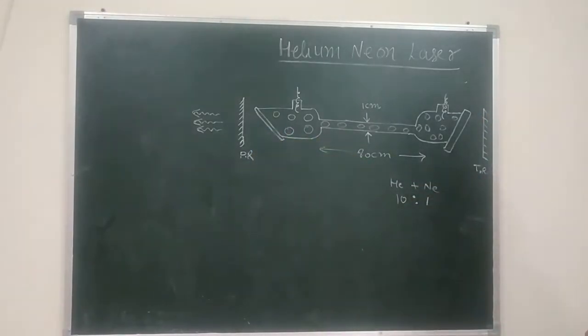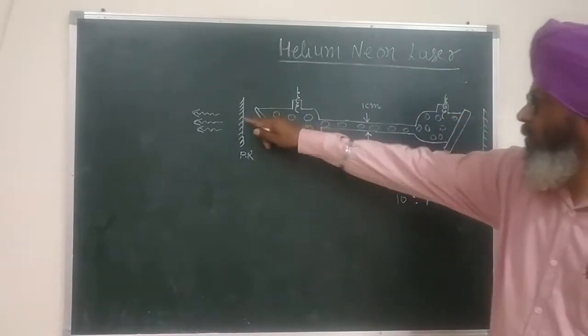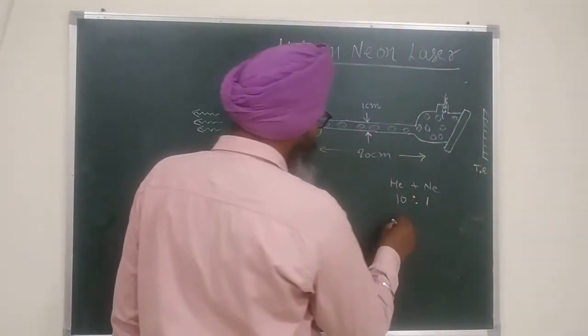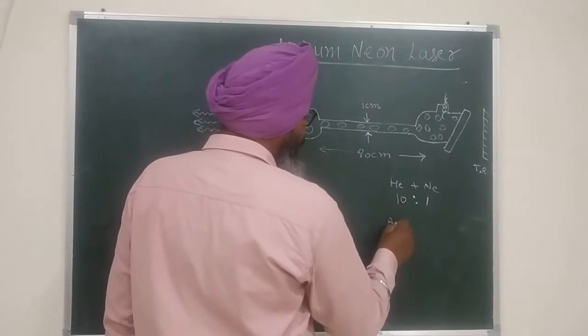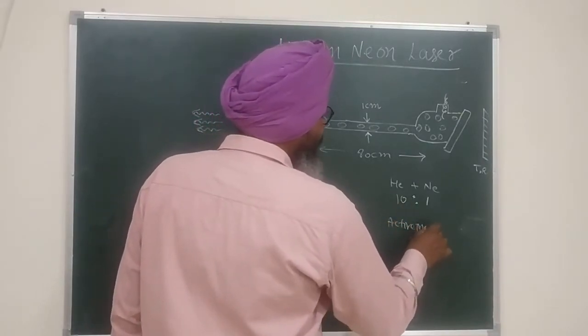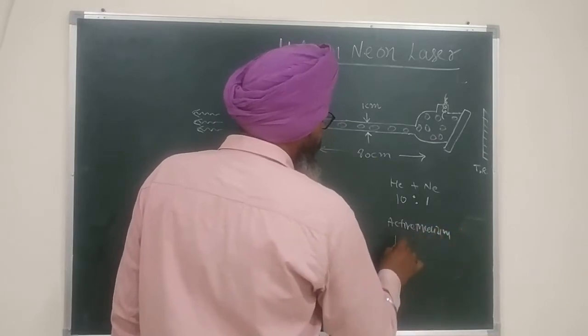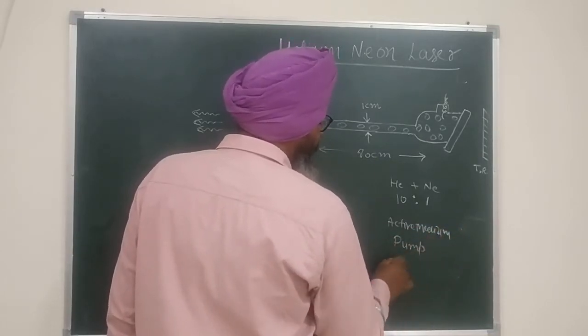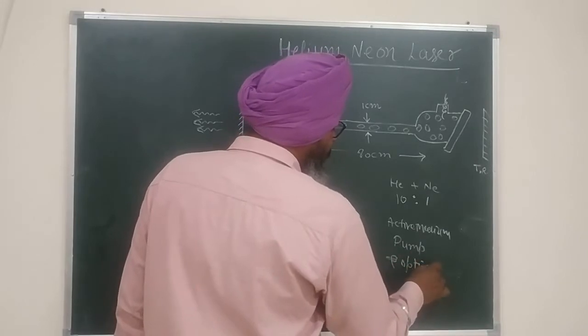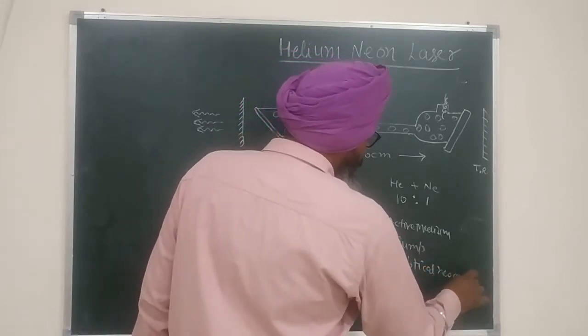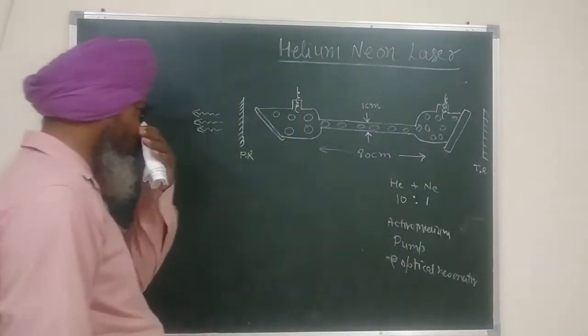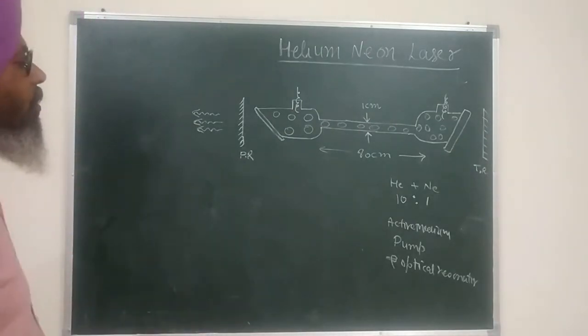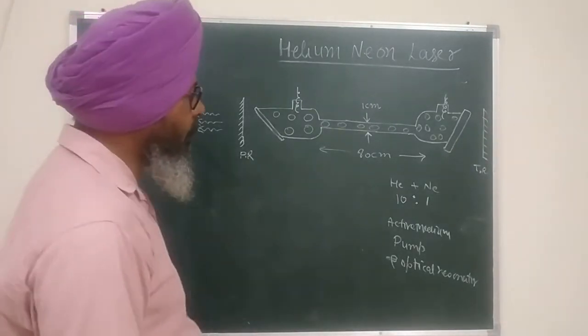We know that there are three components of the laser. One is the pump, second is the active medium, and third is the optical resonator. Now you can see these two mirrors. We need to identify the active medium, pump, and optical resonator, because this part of the lecture is related to the construction, so I must tell you something about the construction.